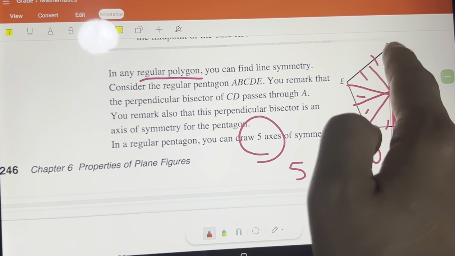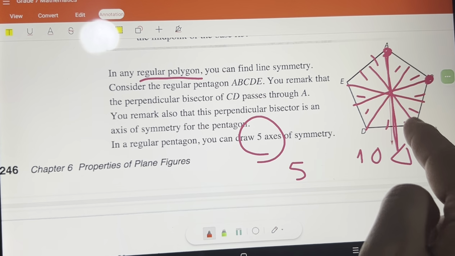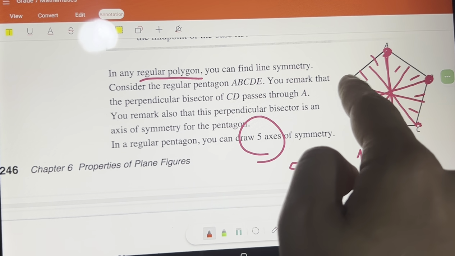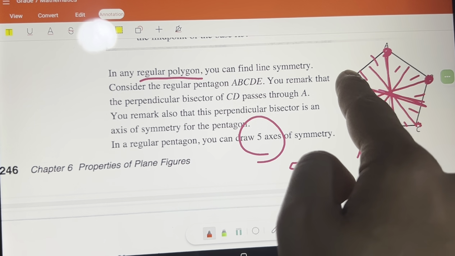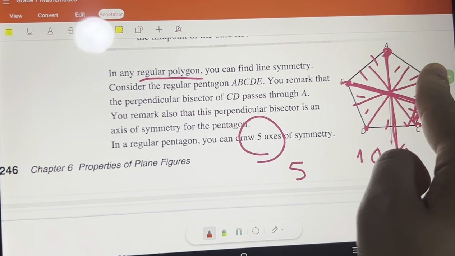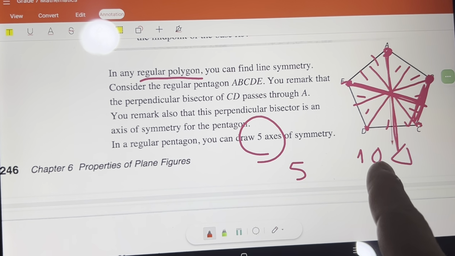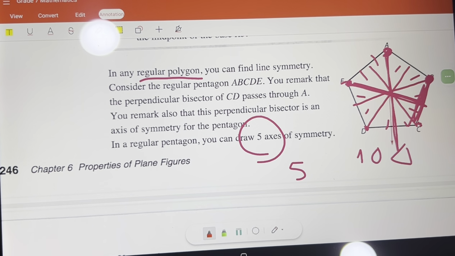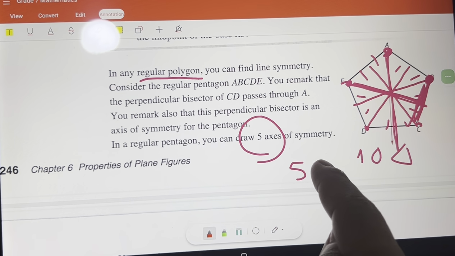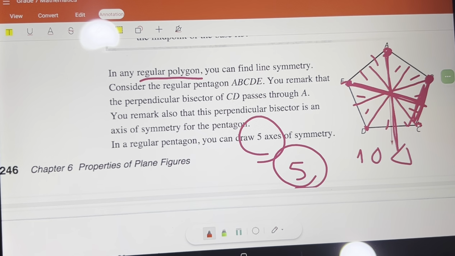How did we get this? You can first start with the vertices, make the vertices bold, and then from the vertices go to the opposite part of the side that you have. Then you continue like this until you get 10 triangles. Your answer will be correct at that point. And be careful, dear students, 5 axes of symmetry.